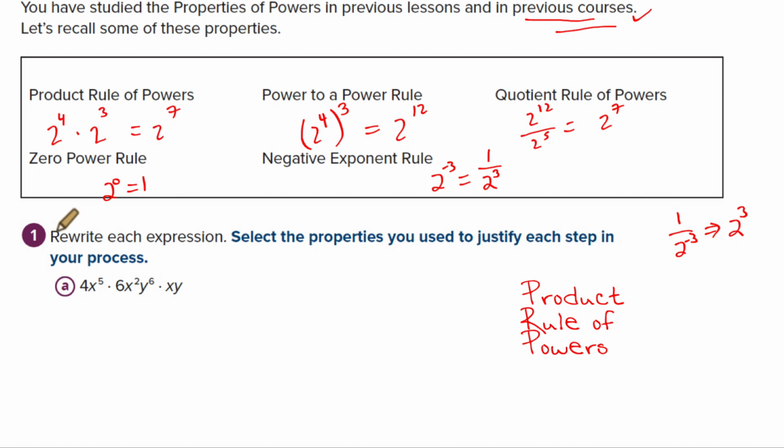We're going to start with number 1, though, using the product rule of powers. I gave you the property first, and then we're going to go back and use it. The product rule of powers means that when we are multiplying 2 common bases, we can add the exponents.